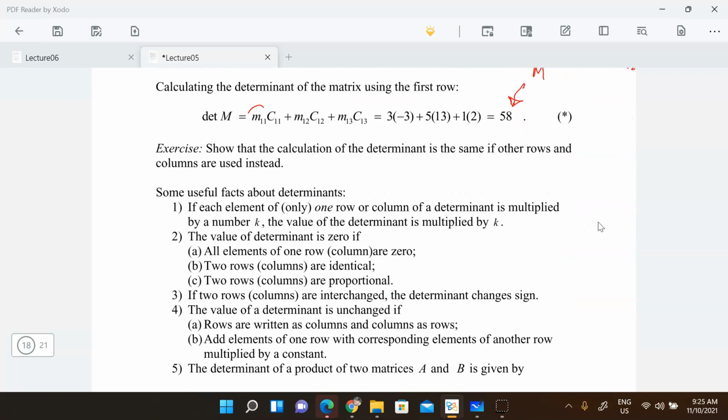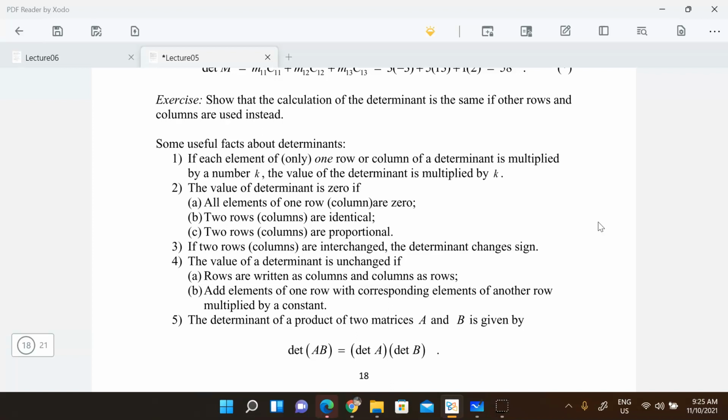Right. There are some useful things that you should know about determinants. If one of the rows or one of the columns of the matrix is multiplied by a number k, for example, then your determinant becomes multiplied by k. Suppose you have the determinant M before, then with this new matrix by multiplying k to one row, remember it's only one row in this particular case, then you have a determinant multiplied by k.